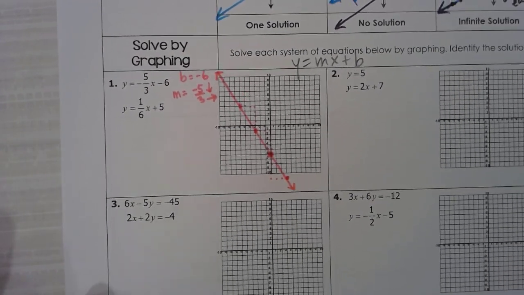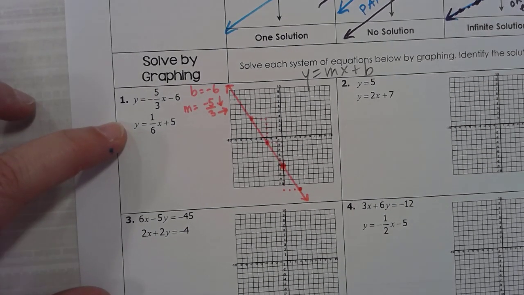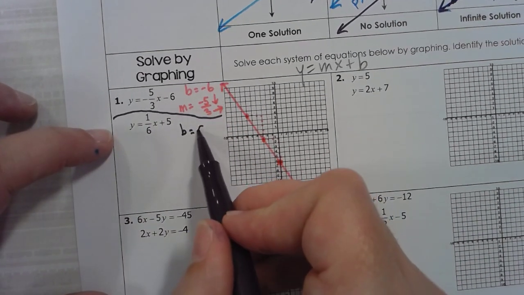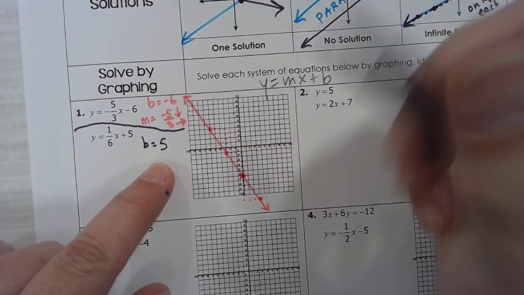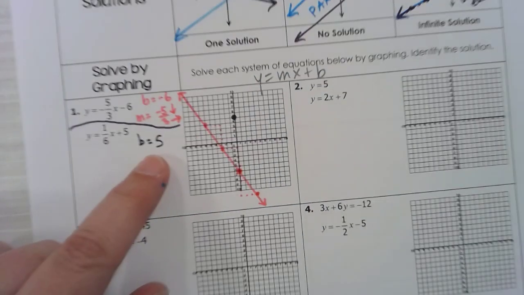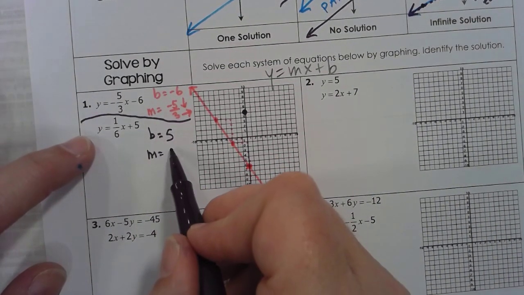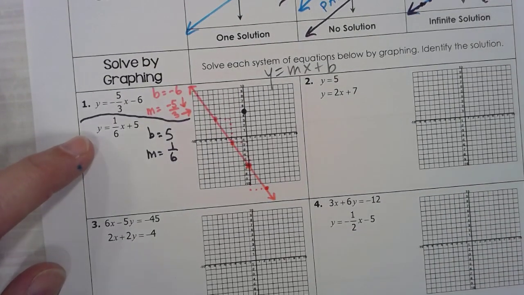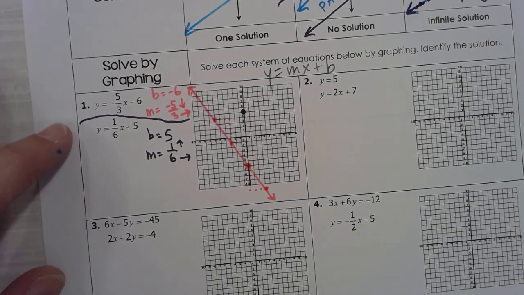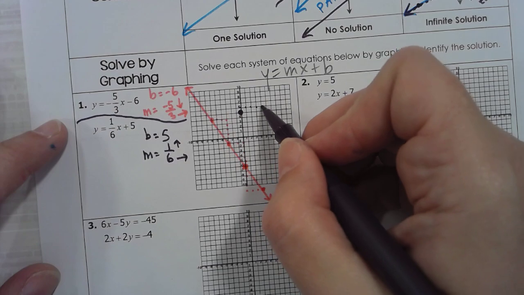Okay, and then we're going to do the same thing with the other equation. Is it already in y equals form? Yep, so we're going to start with which of those numbers? The positive 5. And if it's positive 5, we're going to go which way? Up. 1, 2, 3, 4, 5. And put a dot. And then from there, we're going to go which way? Slope of 1 over 6. So 1 is going to go up, and 6 is going to go to the right. Up 1 to the right. 1, 2, 3, 4, 5, 6.